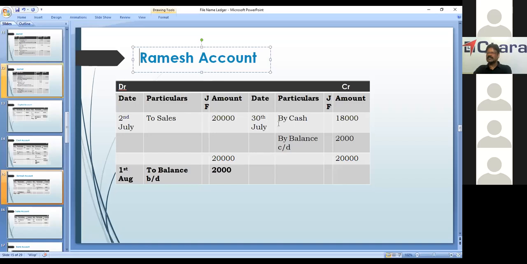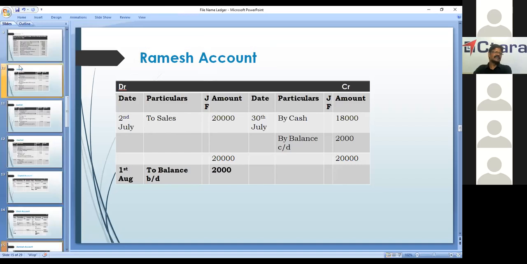On 30th, this transaction took place: the cash returned by Ramesh. So we are writing only the second entry. Okay, then we'll go to the next.